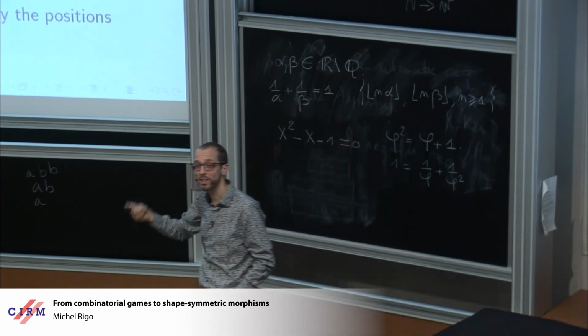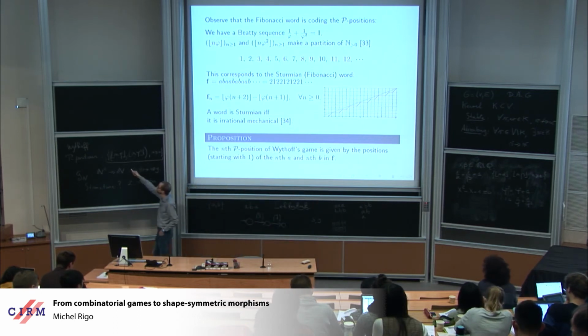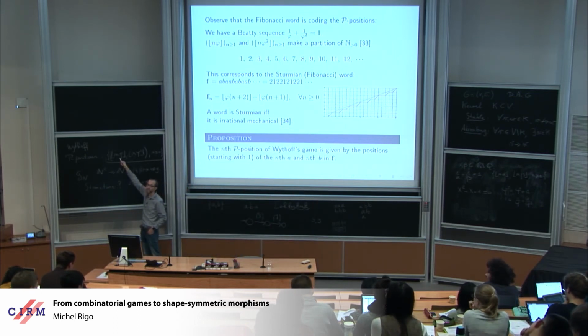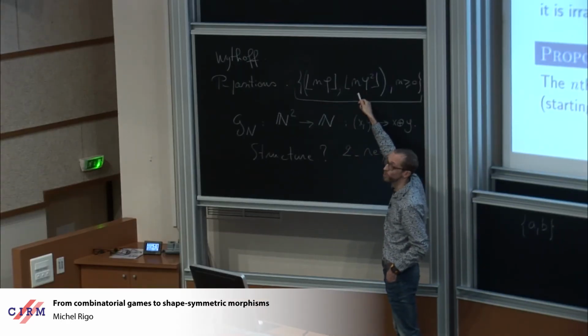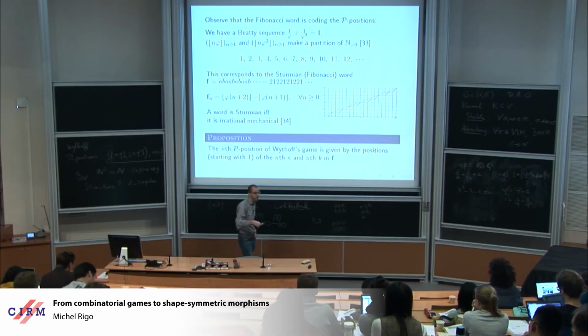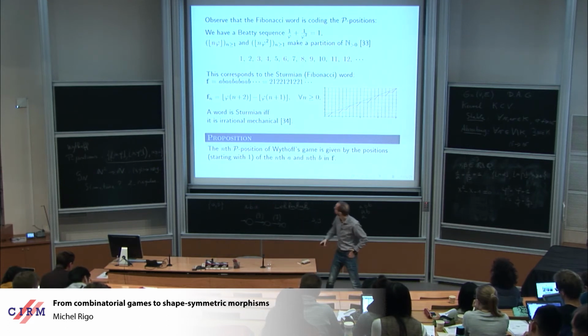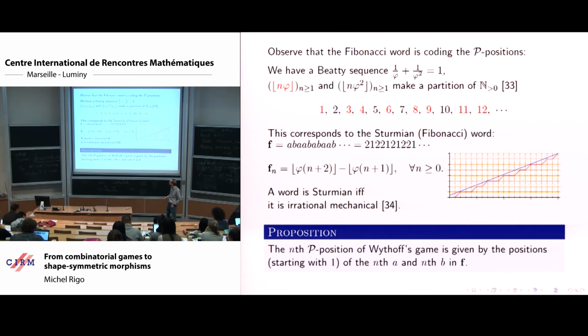So what does it mean? This means that the sequence of integer parts of the multiples of the golden ratio, and the sequence of integer parts of the multiples of the square of the golden ratio, give a partition of the positive integers. So take the positive integers. I have written in red the integer part of multiples of phi, and in black the multiples of phi squared. So I get this sequence.